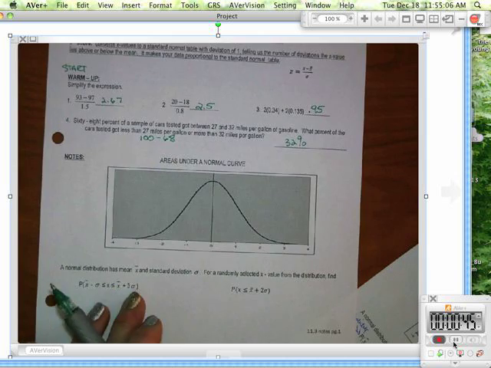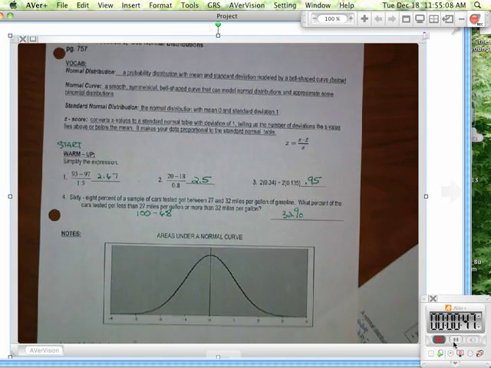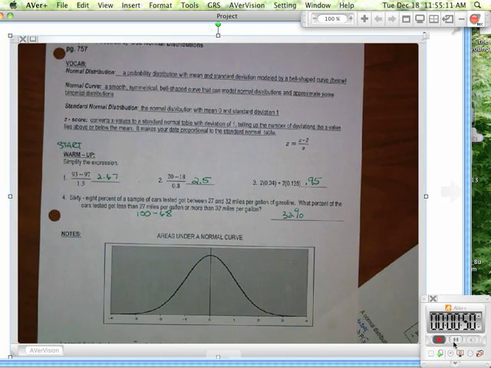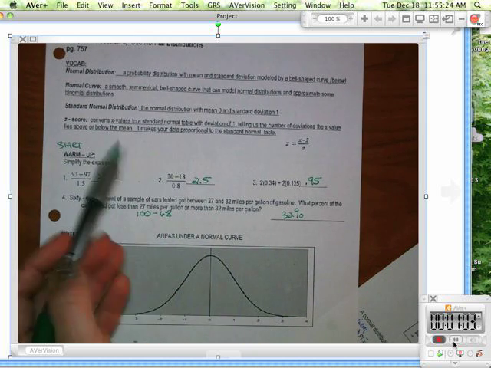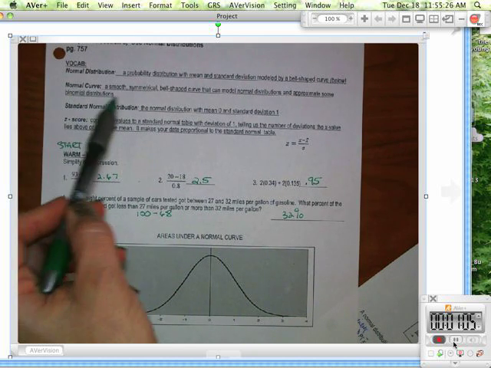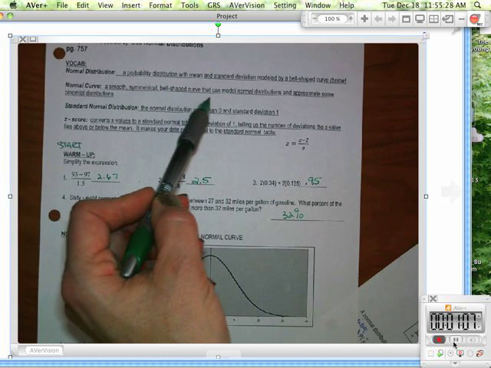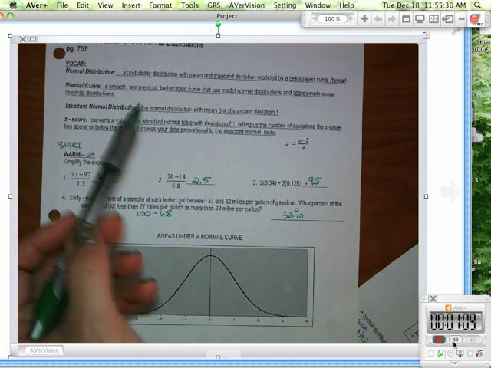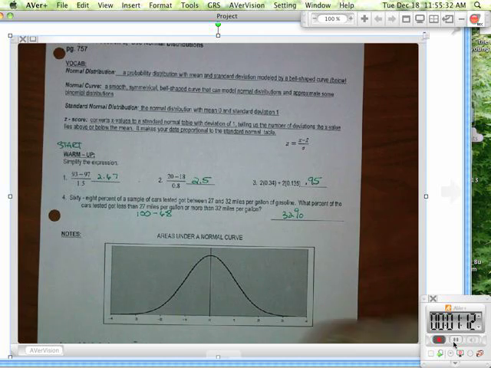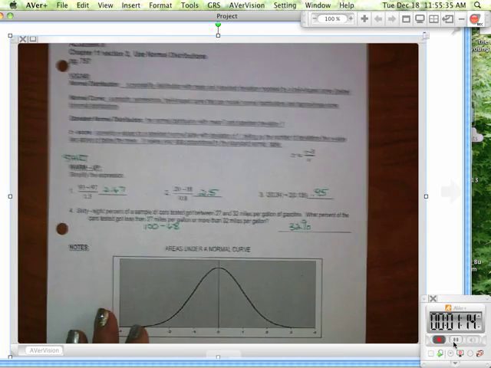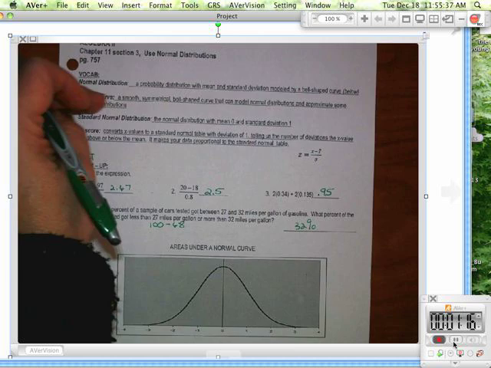All right, let's go back up here and talk a little bit about what a normal distribution is and a normal curve. A normal distribution is a probability distribution with mean and standard deviation modeled by a bell-shaped curve, which is this right here. A normal curve is a smooth, symmetrical, bell-shaped curve that can model normal distributions and approximate some binomial distributions. All right, so basically the distribution is modeled on a curve, is shown on the curve.